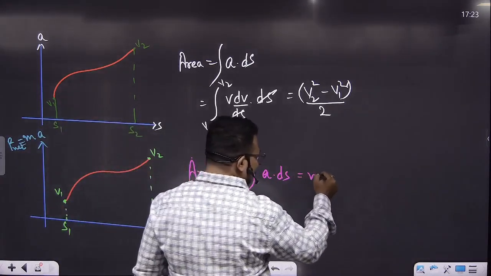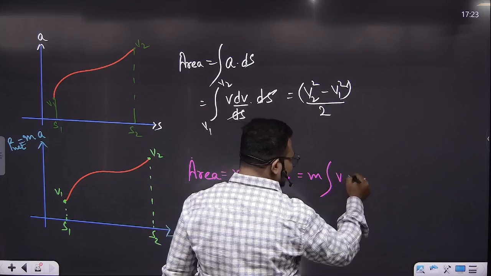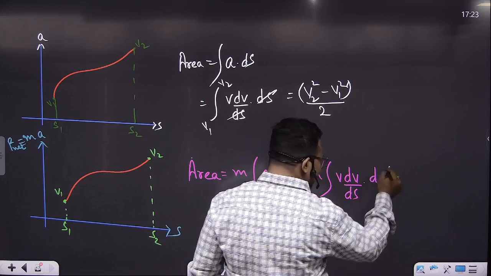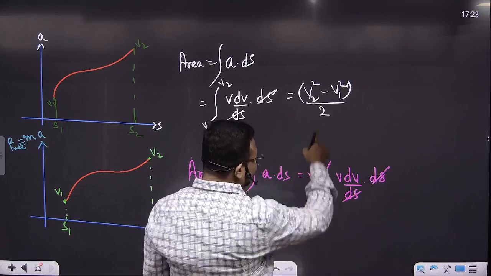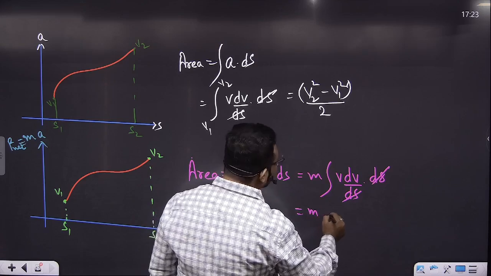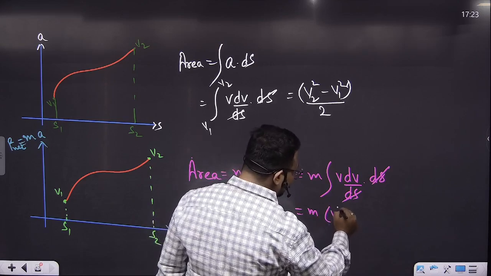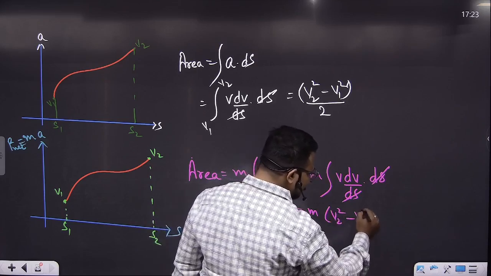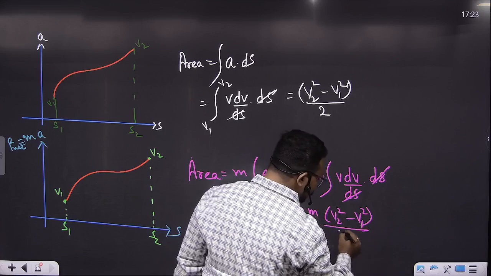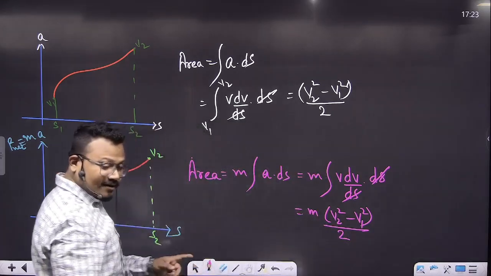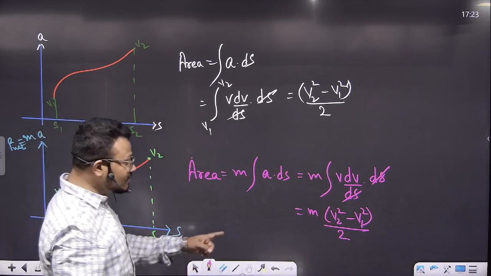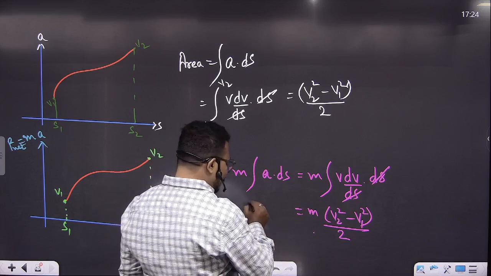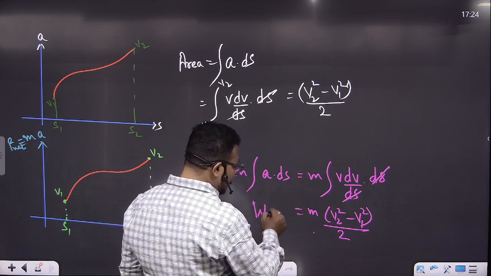We can write m into the integration of v dv upon ds dot ds, the ds cancel out. So we can write from here directly, m times (v2 square minus v1 square) by 2. See, (v2 square minus v1 square) by 2. What is this saying? This is saying about work done.